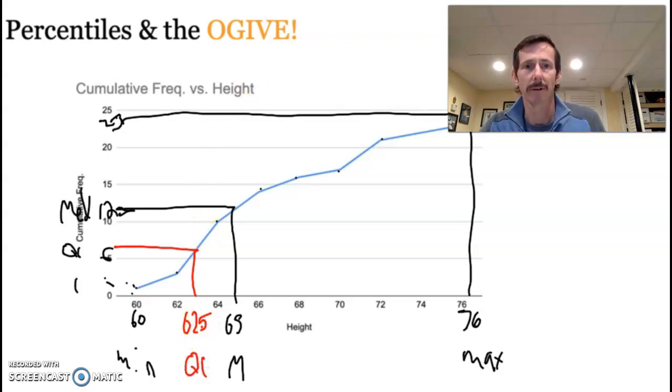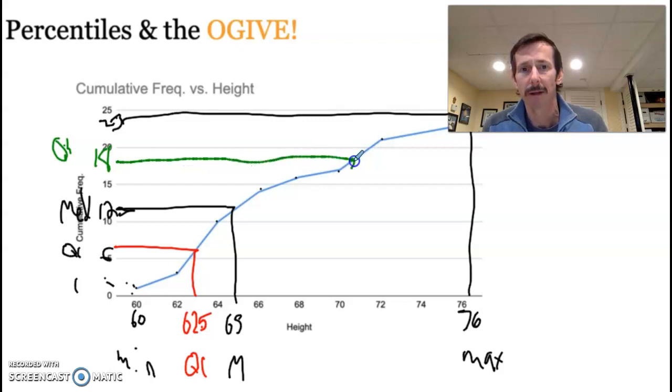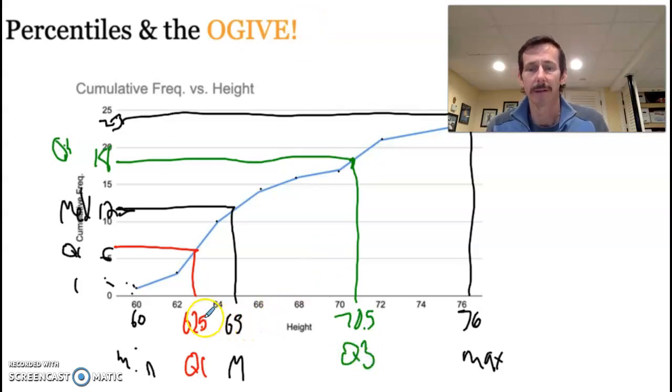And then I do something very similar between 12 and 23 or 12 and 24. Halfway between would be about 18. And so that would be my third quartile, right around 18. So again, this is all approximate, and they would ask you to approximate. And I come over here and I come down, and I'm just going to keep it and say that's about 70.5, quartile 3.